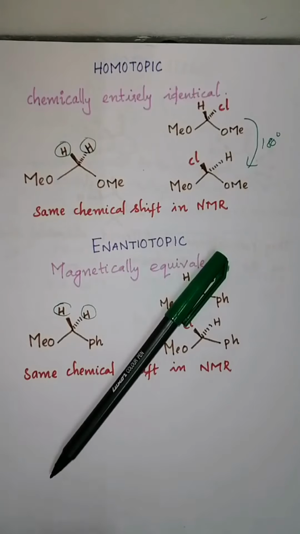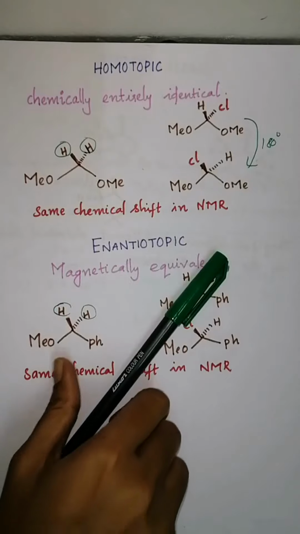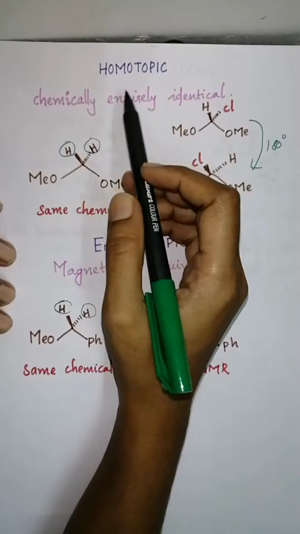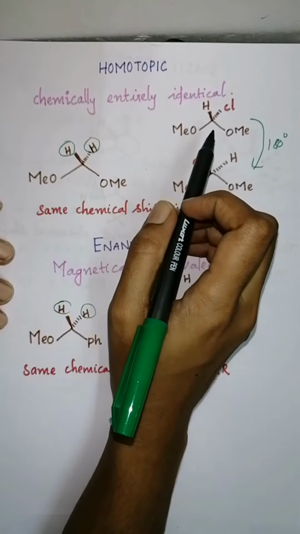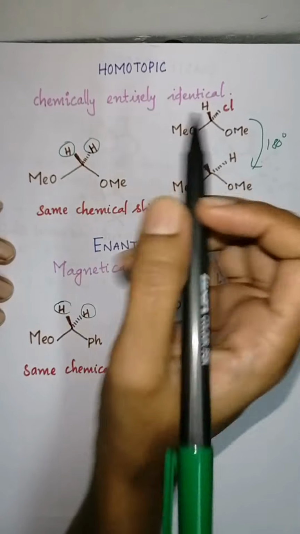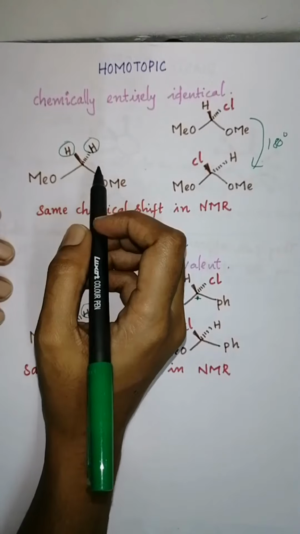Today let's discuss what are homotopic, enantiotopic and diastereotopic groups. So first let's see what is homotopic group. They are chemically entirely identical groups. Let's discuss more about this with this example.